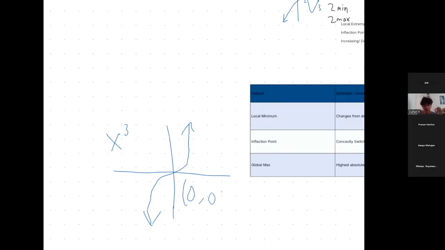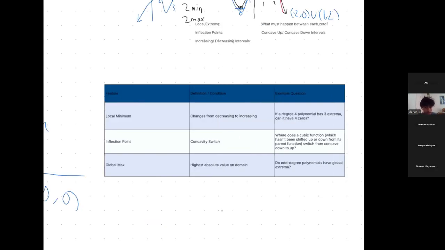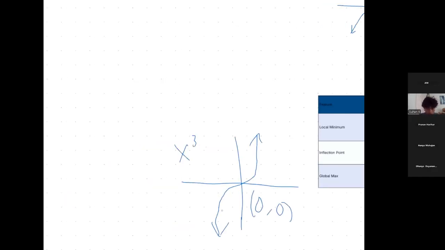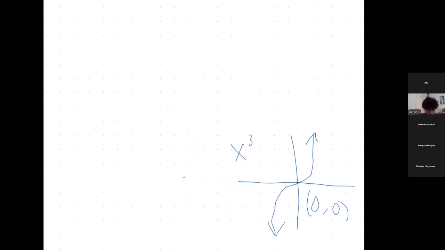But if the graph was shifted down, then it would move down along with it. But since they said we can't shift the graph up or down, then where does it switch from concave down to concave up? It's wherever its 0 is. So for example, x minus 3 cubed. Let's look at this graph now.